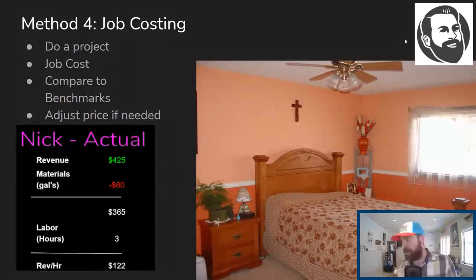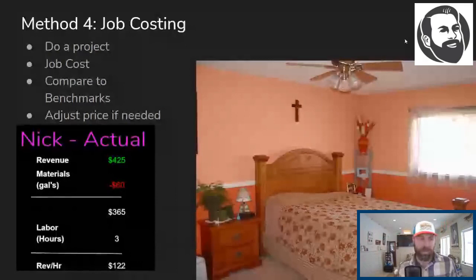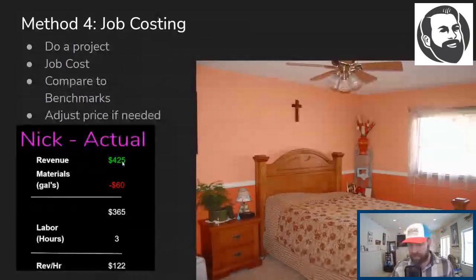So what you'll find here is we do a project. This is just a bedroom repaint. You job cost, which is you track how much labor, how much materials, and then you compare them to the benchmarks. So this is an actual price for a bedroom repaint. Charge $425 for this. I did this one all myself years ago. We use 2 gallons of paint at about $30 a gallon apiece. So that leaves us with about $365 of gross profit.